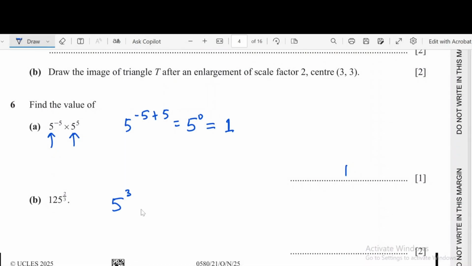Now here, 125 is 5 raised to the power 3, all raised to the power 2 over 3. So it's going to give us 5 raised to the power 3 times 2 over 3. So this 3 over 1, this will cancel out. We have 5 raised to the power 2, and that gives us 25. So we enter this as 25.